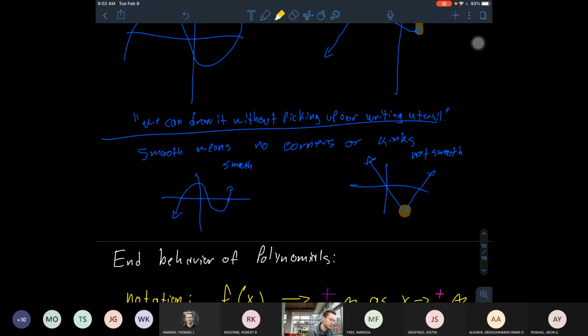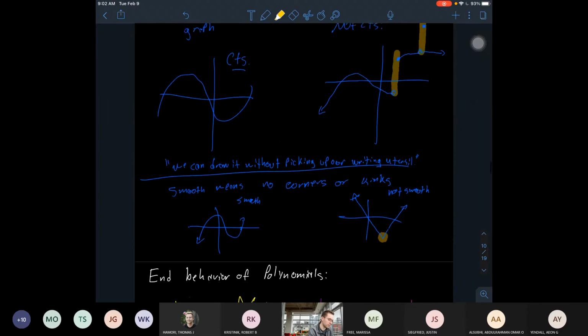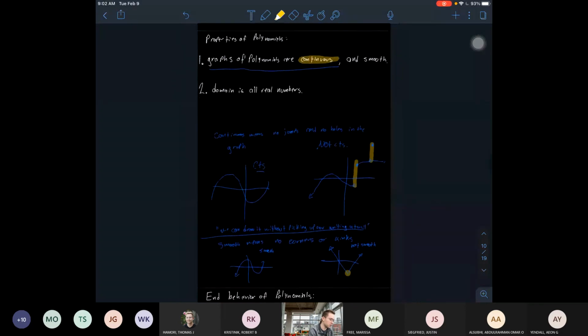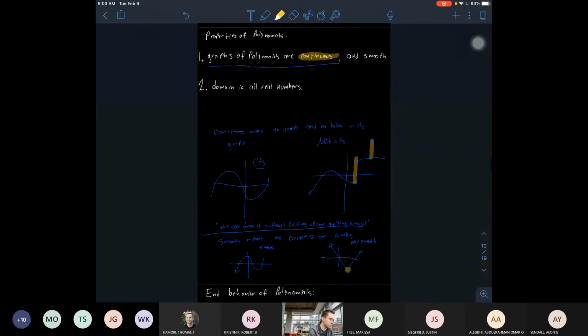Okay, but it is continuous. This graph on the right would still be continuous since I can draw it without picking up my pencil. But it would be not very smooth, right? I mean, if you were to like run your hand over this thing, this would be like a pointy part. We don't like pointy things. Okay, so that's about the graph of polynomials. They're going to be continuous and smooth.